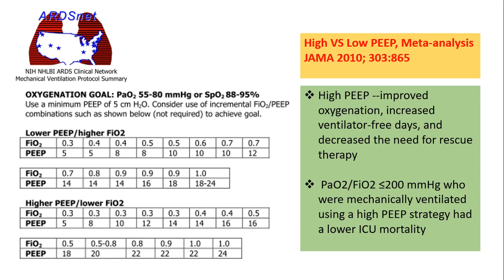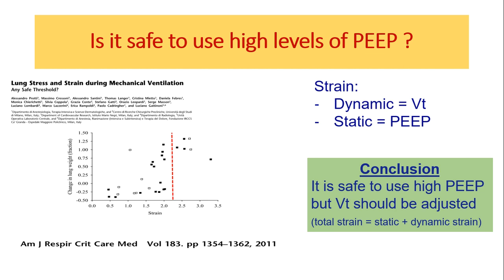And especially in the subset of patients with a PF ratio of less than 200, so moderate onwards, who were mechanically ventilated using a high PEEP strategy, had a lower ICU mortality. This is the JAMA 2010 meta-analysis. But again, is high PEEP actually safe?